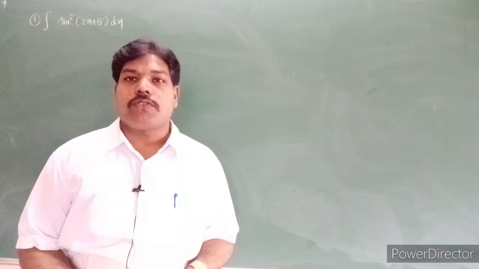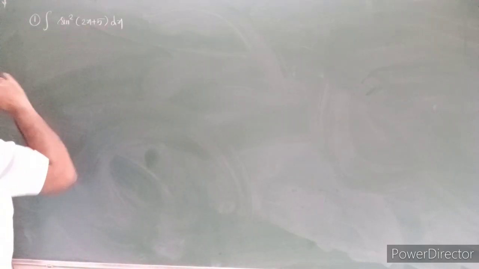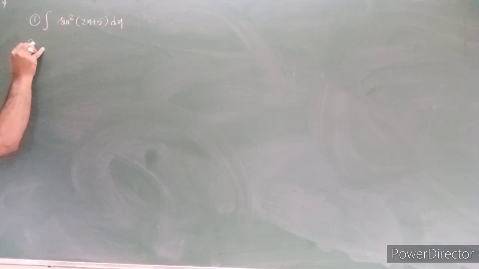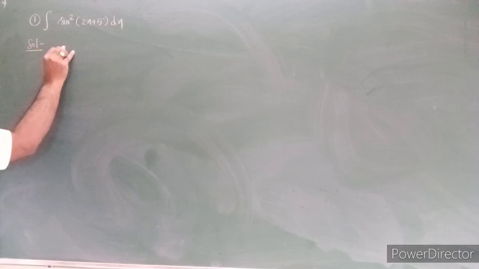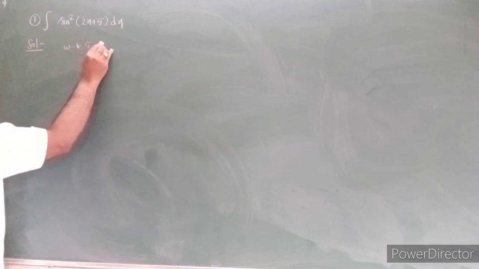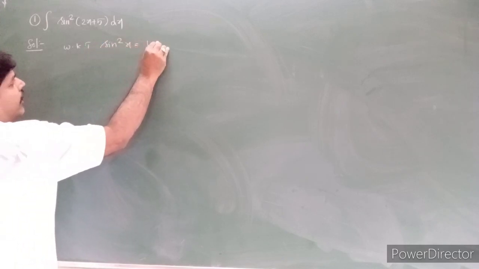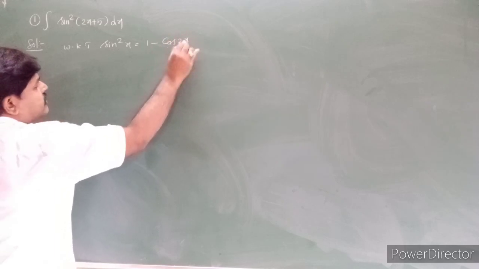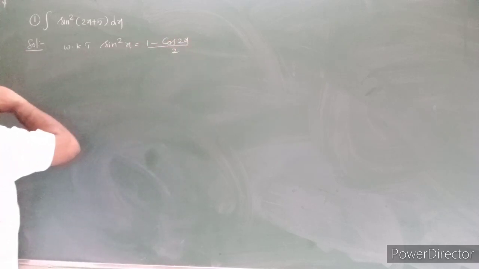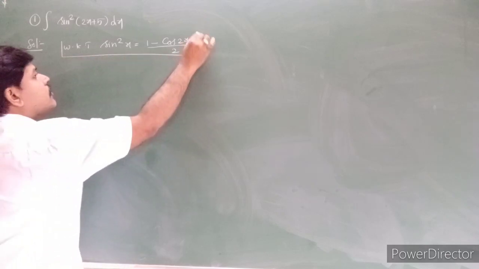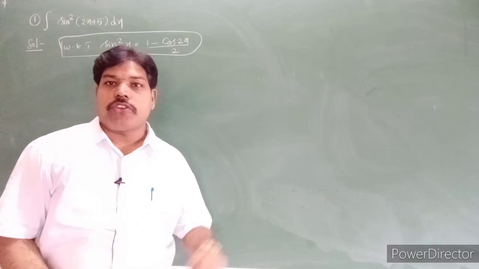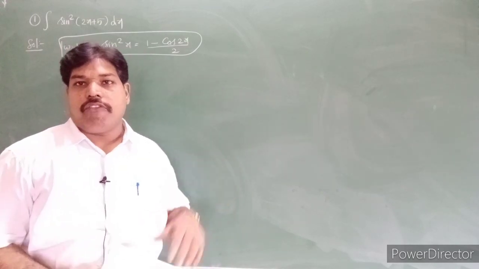See that question students, how to solve this question. First, integral of sine square 2x plus 5 into dx. So what will we take? I have already given the formula. So we know that sine square x is equal to 1 minus cos 2x by 2. So write down that formula first. If you know this formula, the problem will become easy. Why? Because in integration you don't have a formula for sine square x, so you have to convert it into this form. Then we can integrate the function.